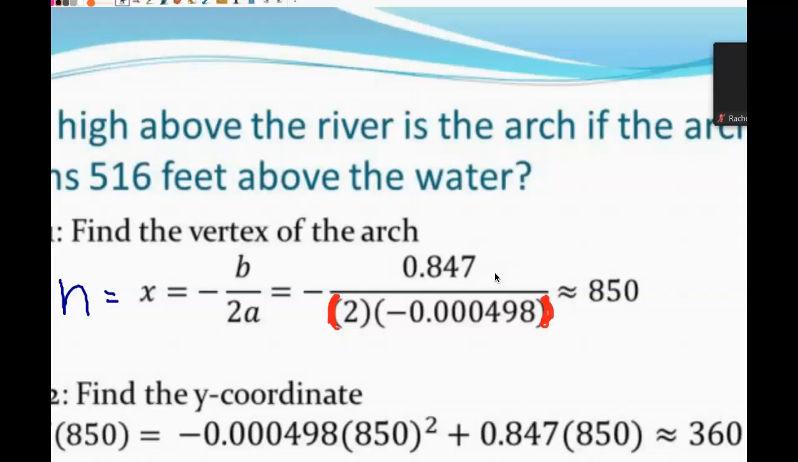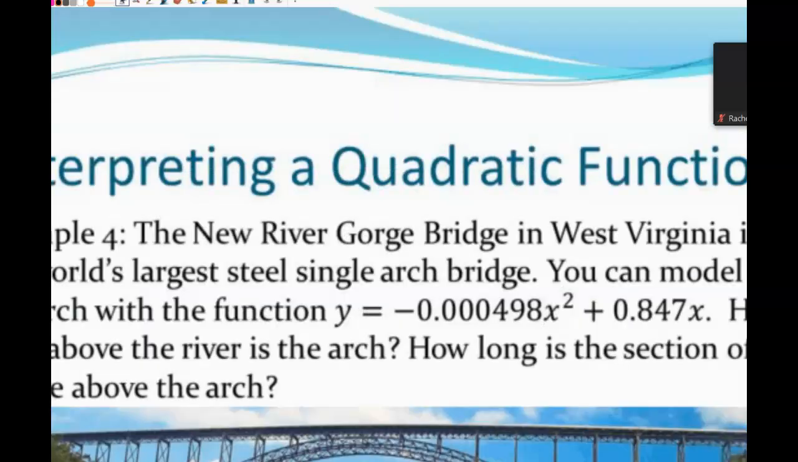We all got 850, we're good? So that 850 represents the h value. That is the x coordinate. So that 850 doesn't represent the height. That 850 actually represents the distance from here to the beginning. That's what this 850 represents.